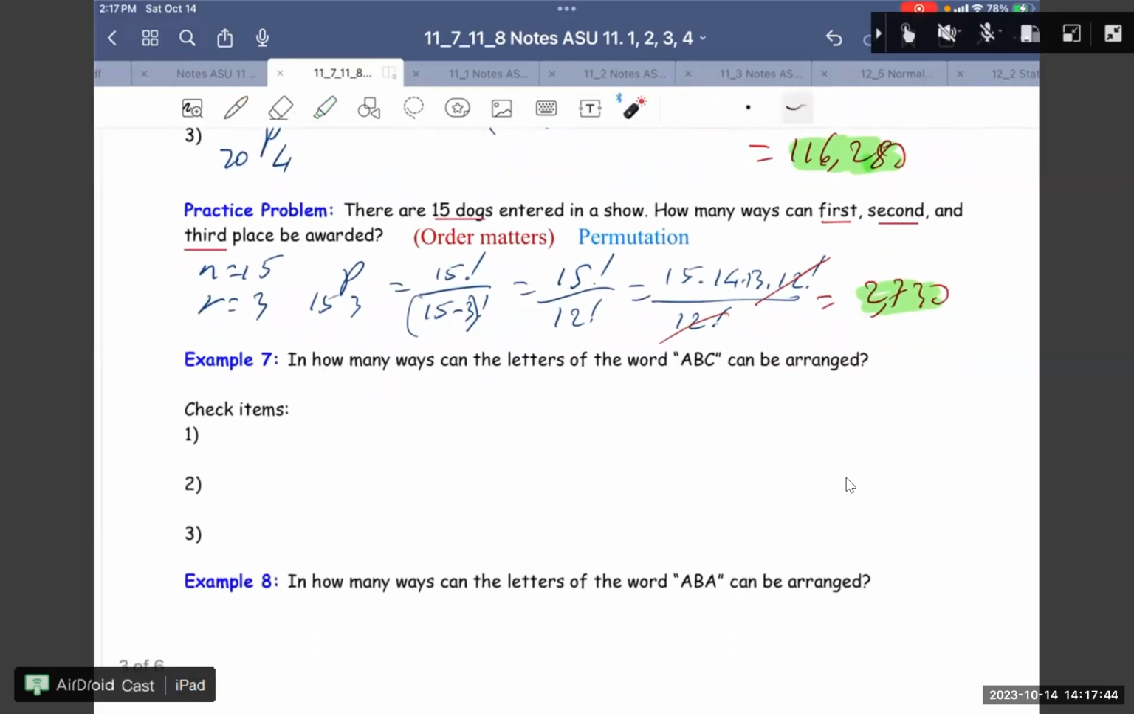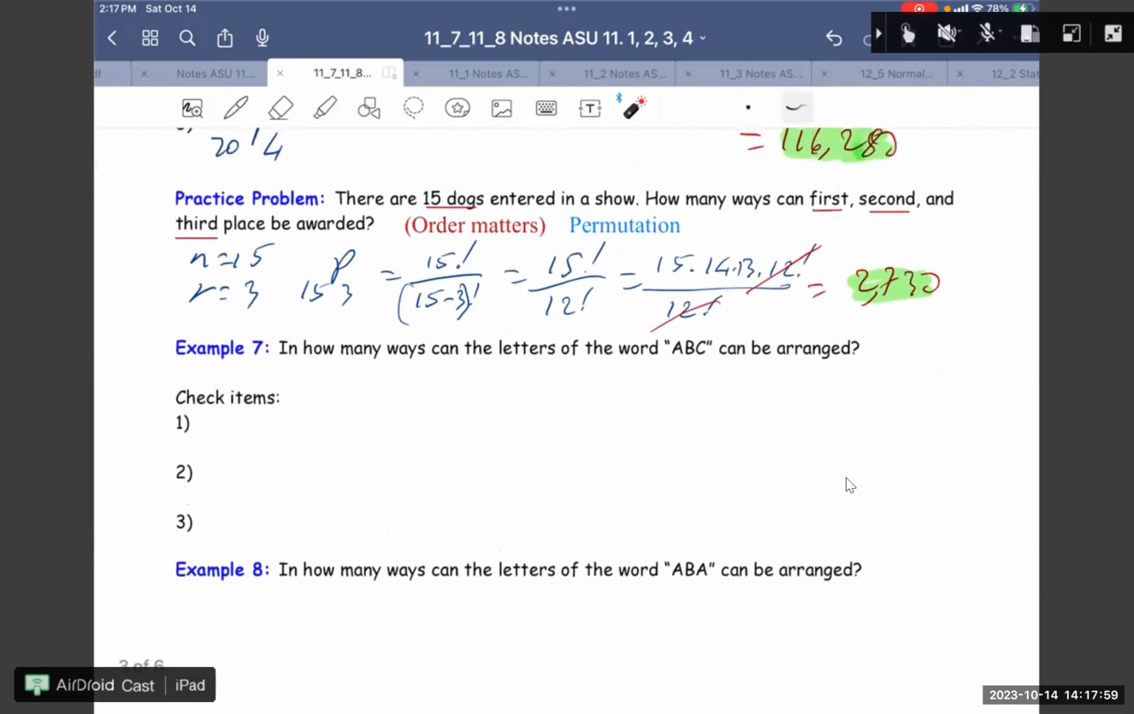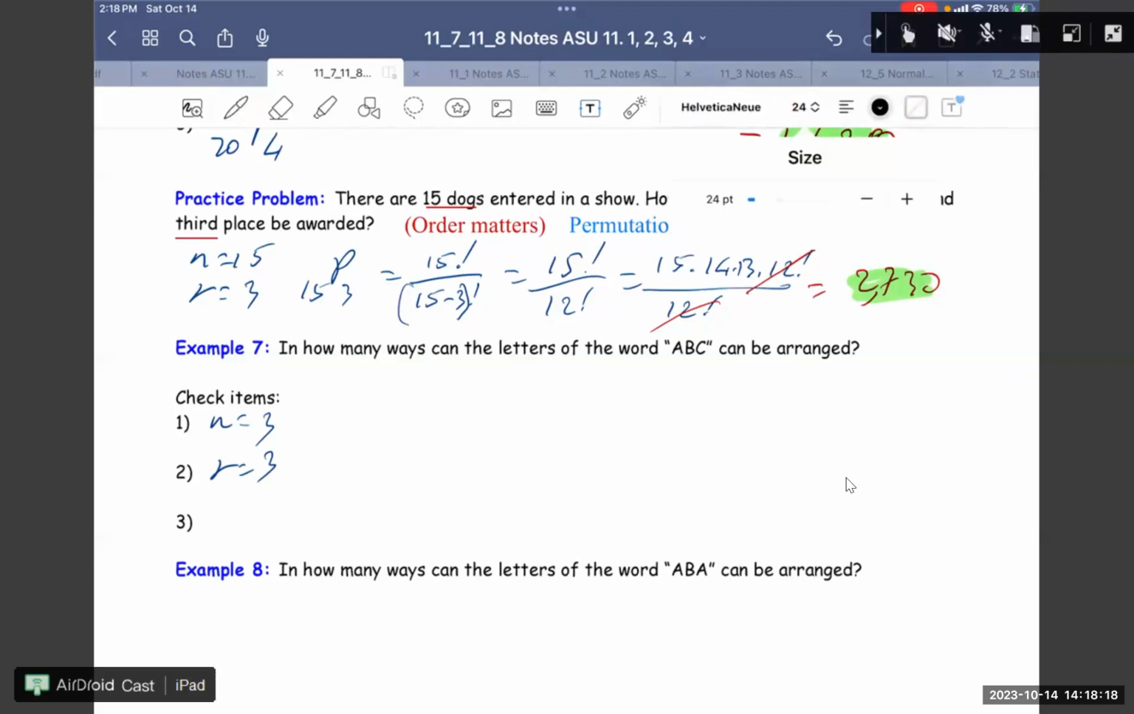And the next example: in how many ways can the letters A, B, C be rearranged? So we can do what? A, B, C rearranged. So this one we have N is 3, right? N is 3 and R is 3. So what is this one? Order matters, right? So this one the order matters.